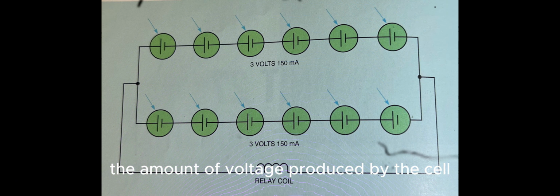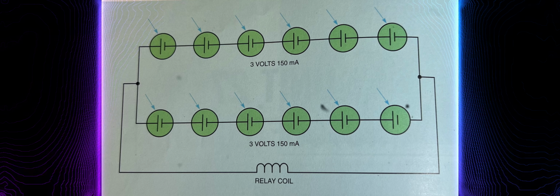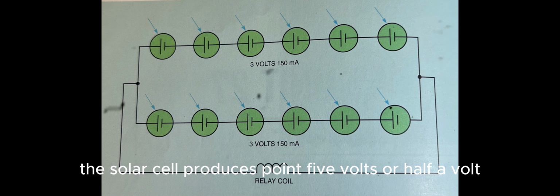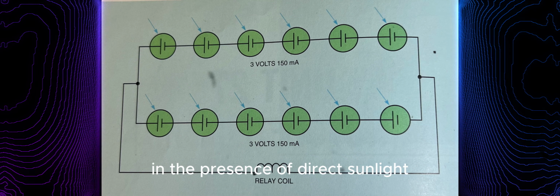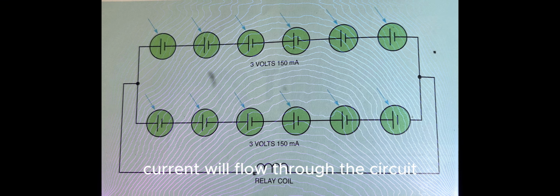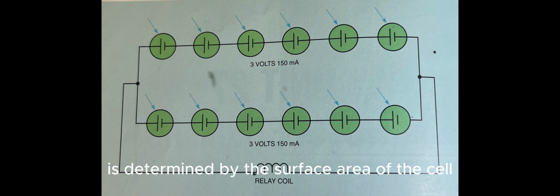The amount of voltage produced by a cell is determined by the material it is made of. When silicon is used, the solar cell produces 0.5 volts, or half a volt, in the presence of direct sunlight. If there is a complete circuit connected to the cell, current will flow through the circuit. The amount of current produced by a solar cell is determined by the surface area of the cell.